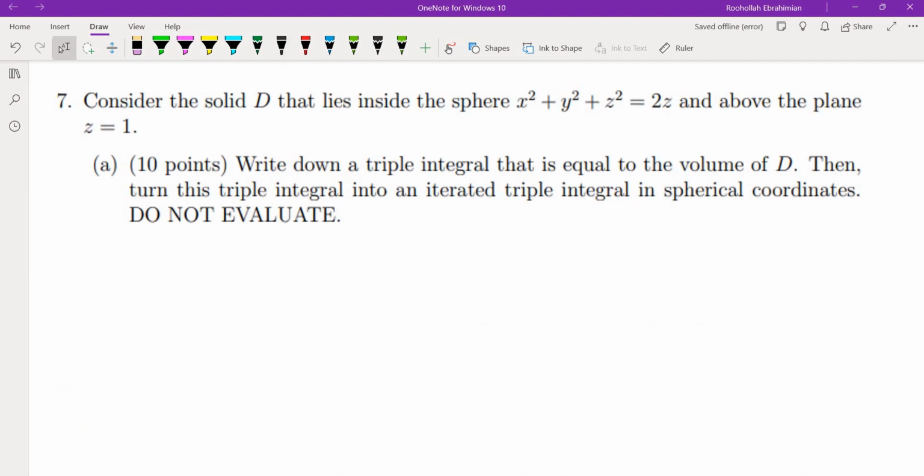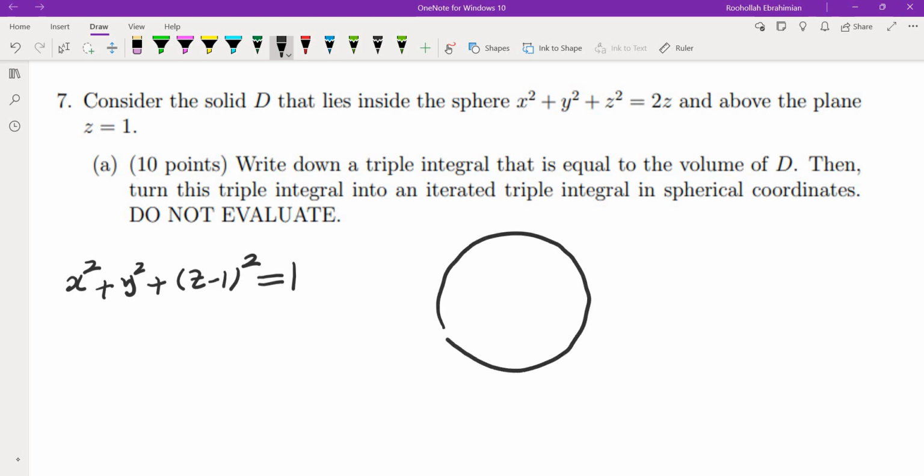Okay, next problem. Consider the solid D that lies inside the sphere x squared plus y squared plus z squared equals 2z. So the sphere is x squared plus y squared plus (z minus 1) squared equals 1, and above the plane z equals 1. So the center of this sphere is at (0, 0, 1).